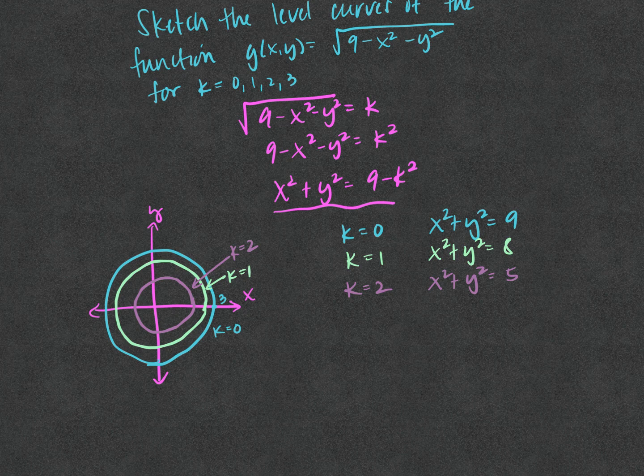And then when k equals 3, we have x squared plus y squared equals 0, which is just the point at the center. So we can label that as k equals 3. So that is our level curves for this function. And it's our contour map because it's all of them together, the set of level curves.